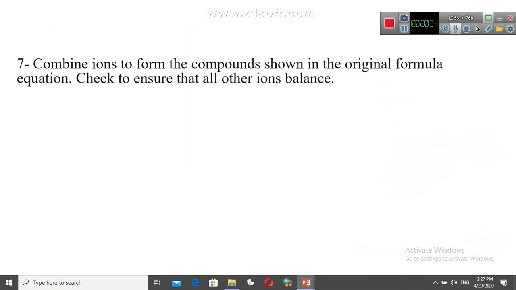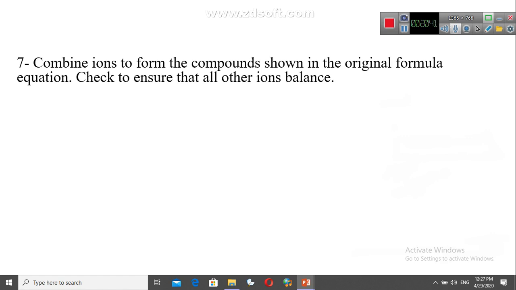Then in step number 7, you must apply these 7 steps step by step. You cannot skip from step to step because you will make a mistake. Pay attention to this point, please, dear students. Then combine ions to form the compounds shown in the original formula equation. Then check to ensure that all ions are balanced.